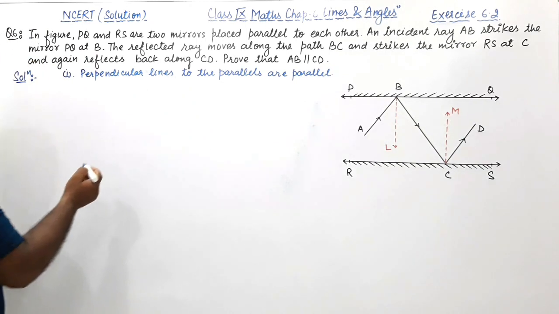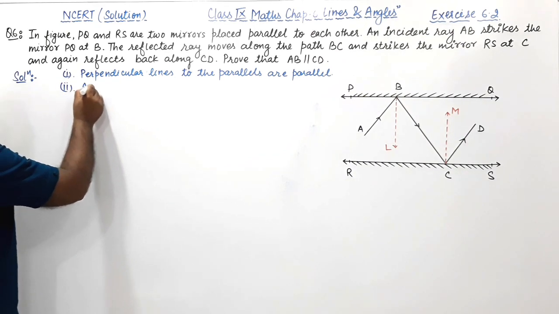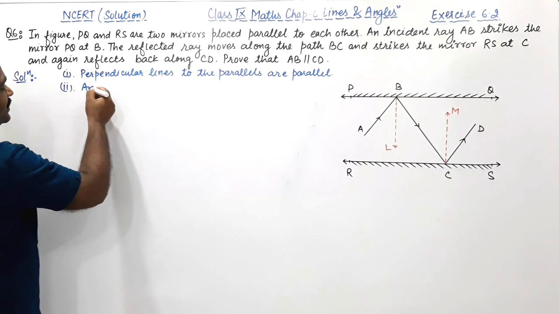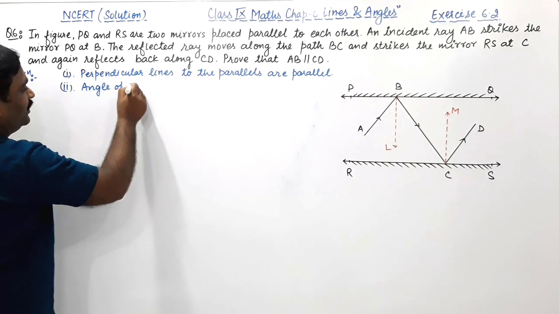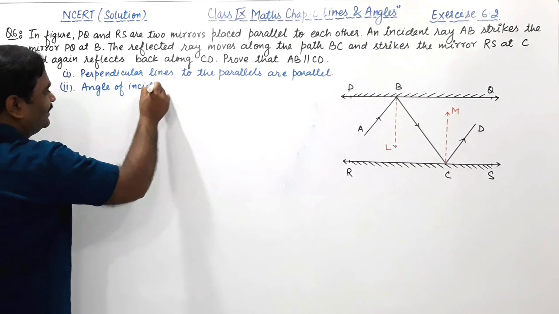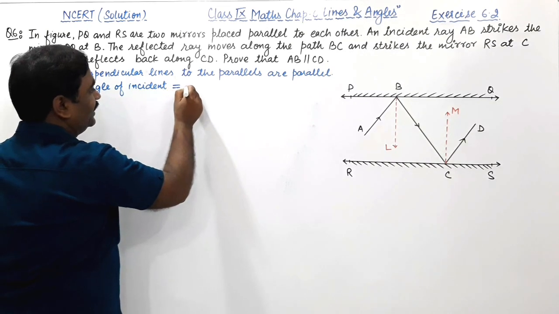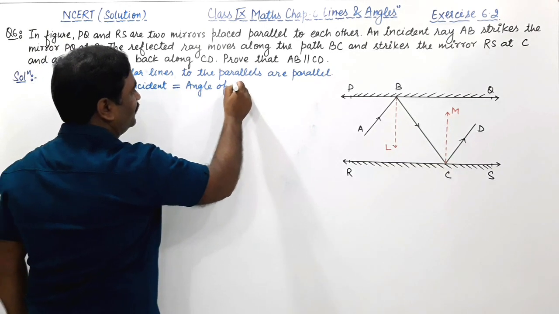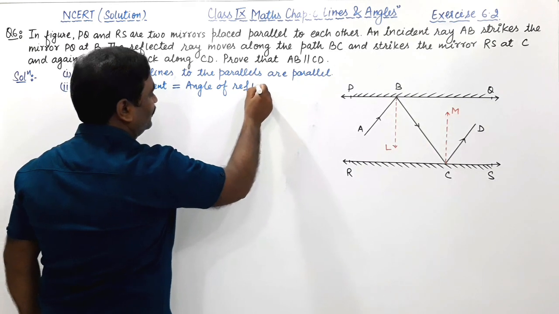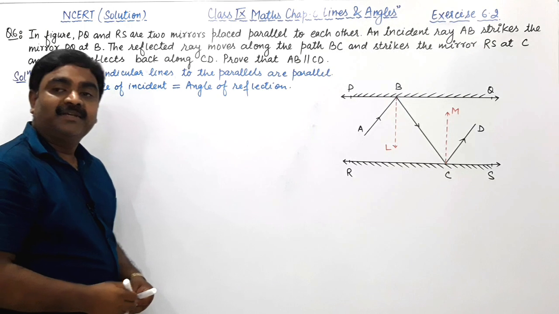Second rule, keep it in mind. This rule you have read in science: the angle of incidence is equal to the angle of reflection. Right friends? क्या पढ़ा है आपने?